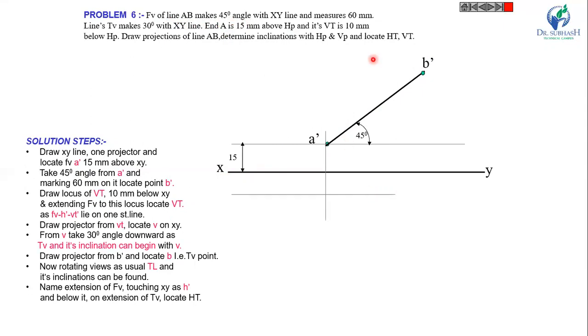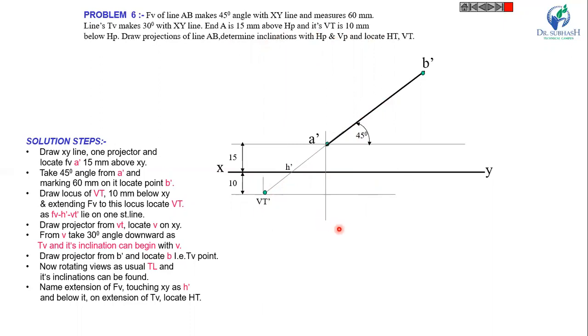Now, here again, VT is 10 mm below HP. So at a distance of 10 mm, draw a line. Now extend this up to here. So this point of intersection with XY is H dash and this point is VT. VT is 10 mm below the XY line.